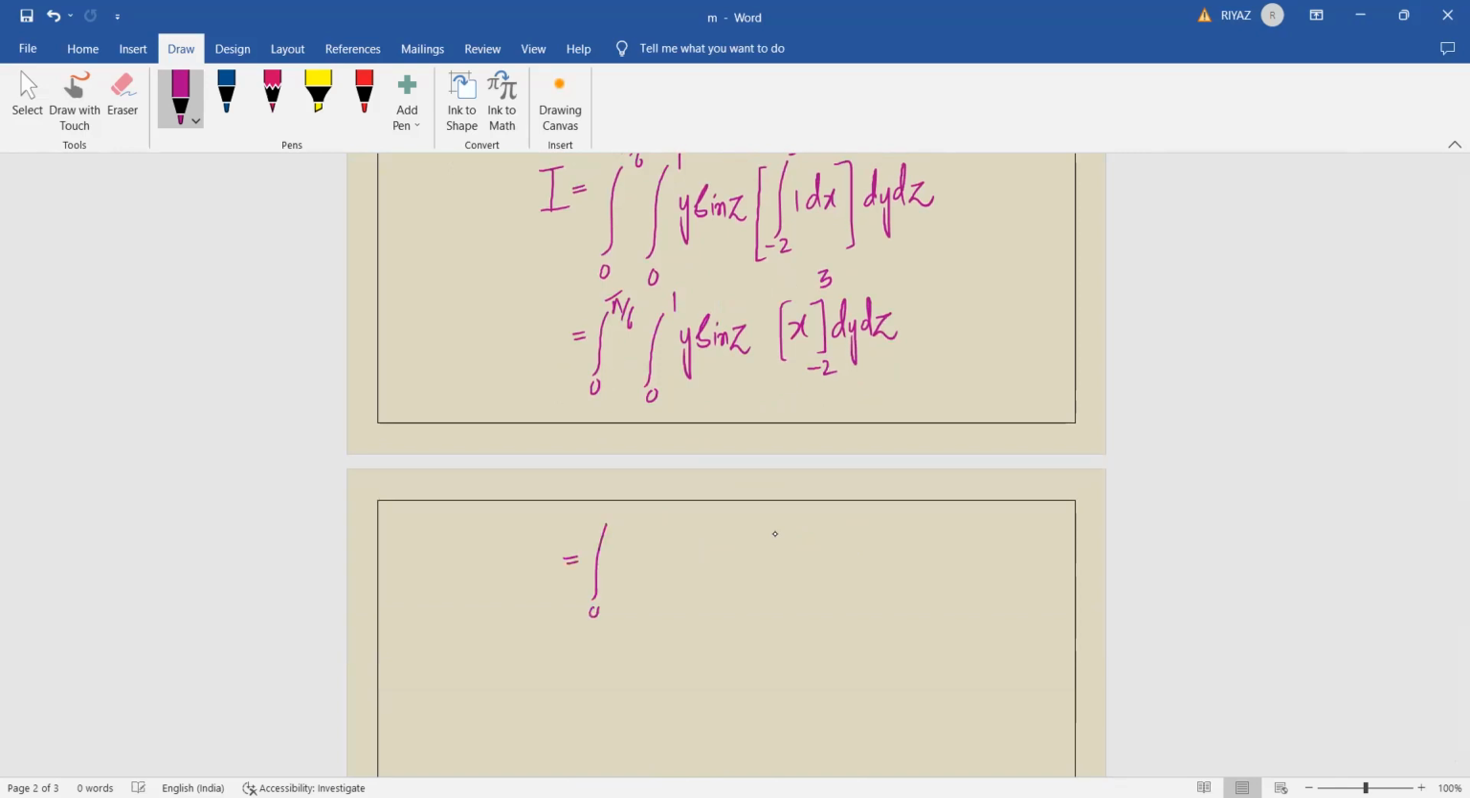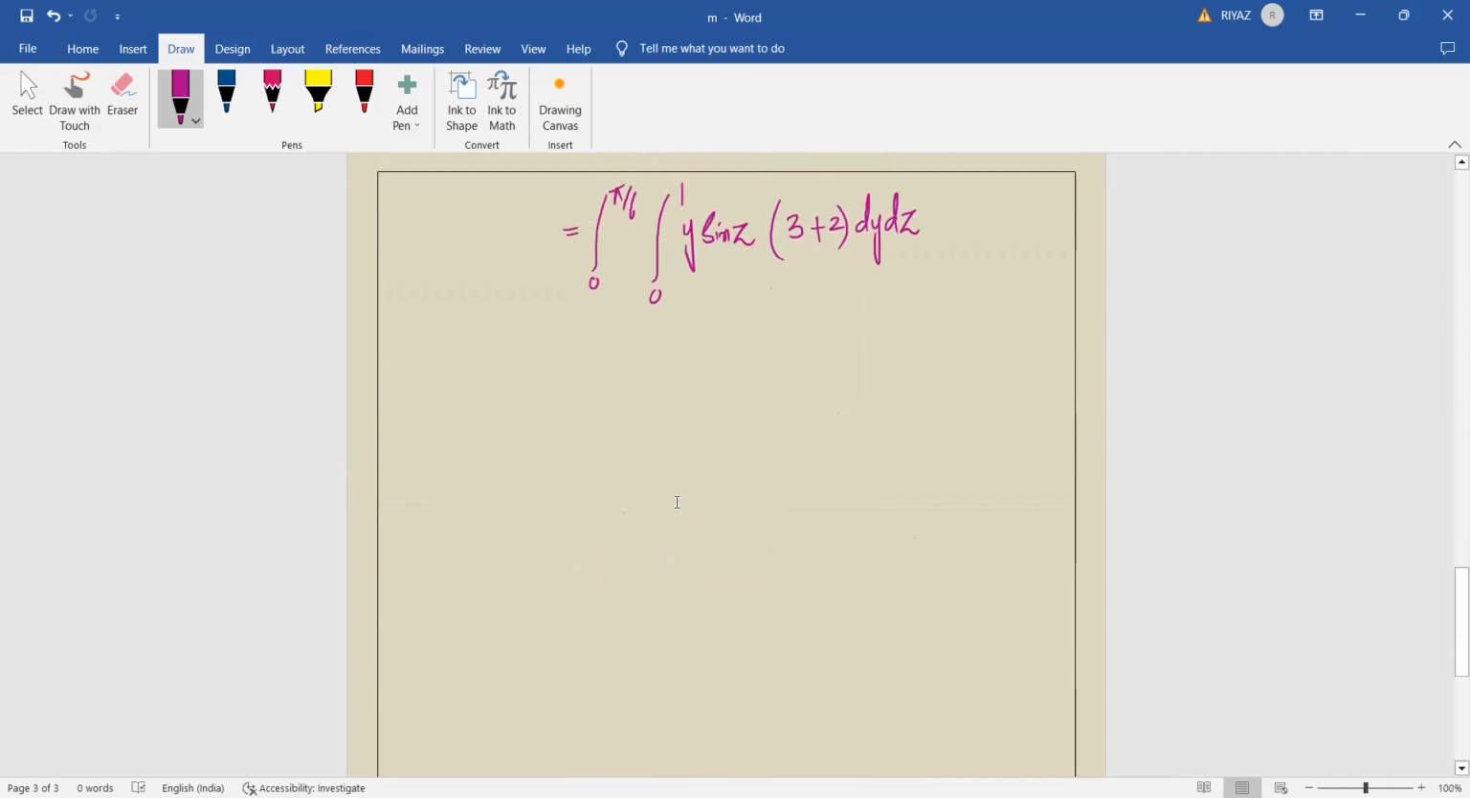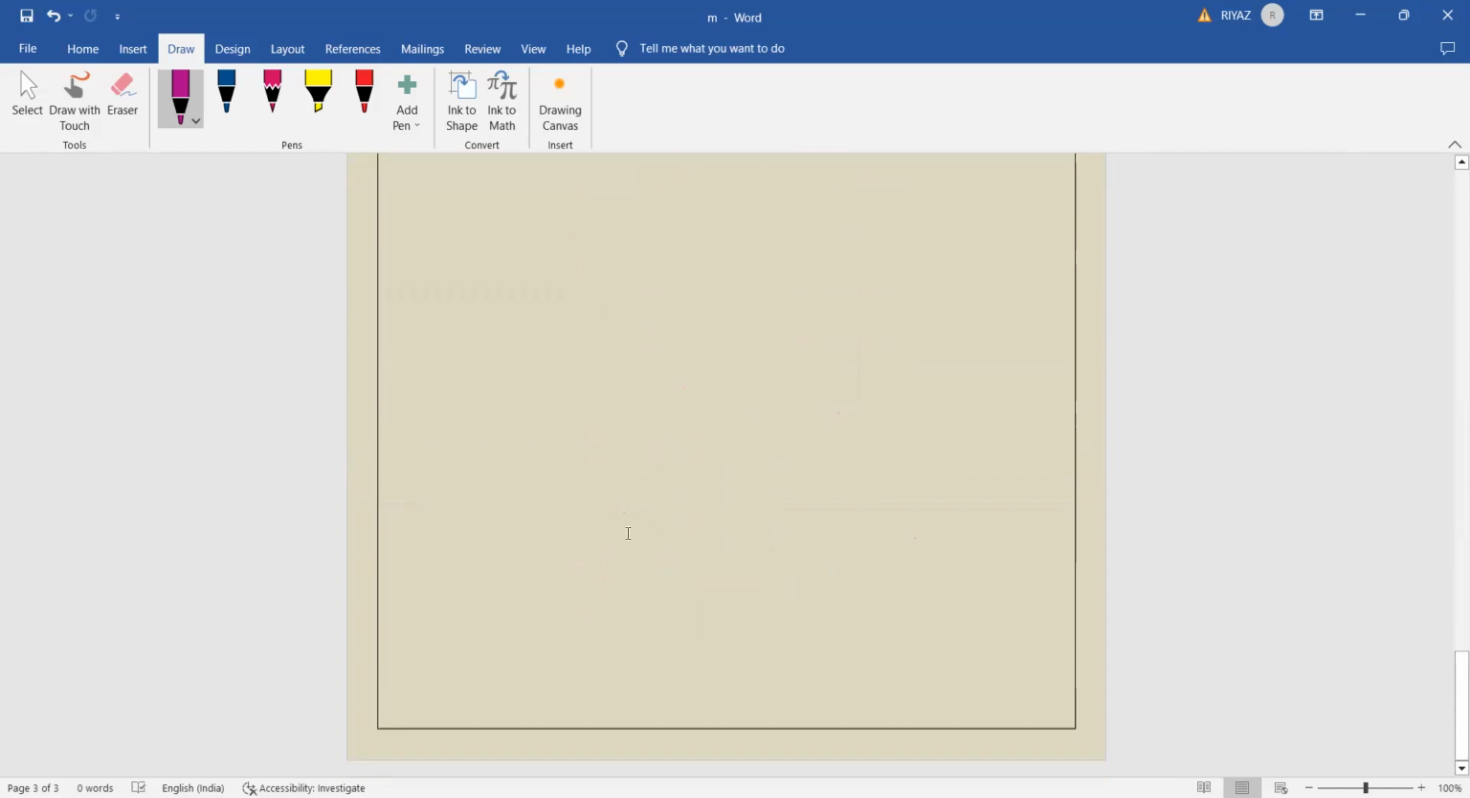This is 0 to pi by 6. This is 0 to 1, of course. This is y sin z. This is upper limit minus lower limit. Upper limit in place of x is 3, lower limit minus, minus into minus is plus. Plus 2, this is dy, and this is dz. Now when we start integrating with respect to y, 3 plus 2 is a constant, an overall constant.